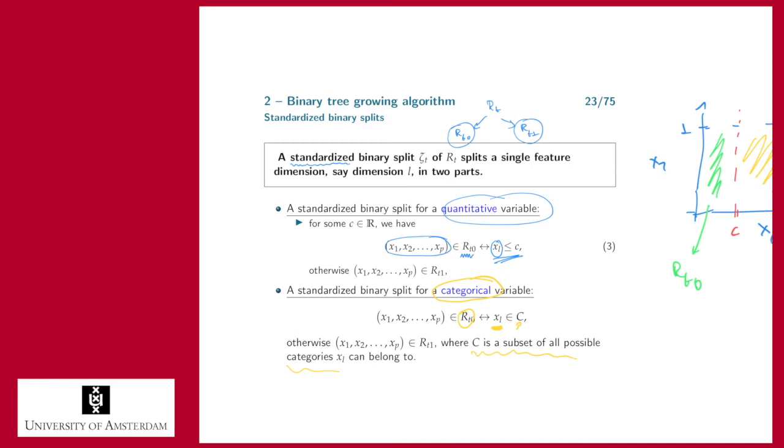But what is the similarity between this one and this one? Although it's quantitative versus categorical variables, we only look in one dimension. We look at all the feature variables, we pick one, and we say we split along this dimension. And that's what we call a standardized binary split.